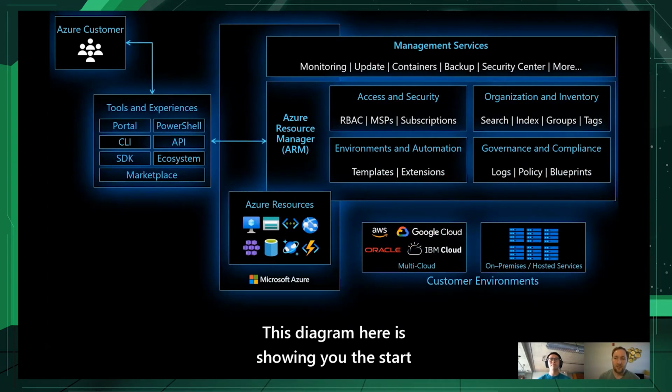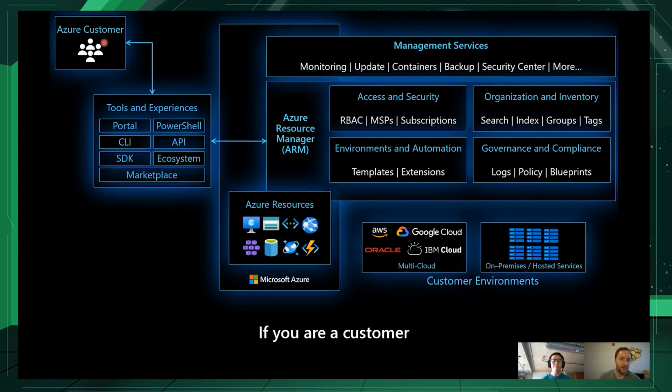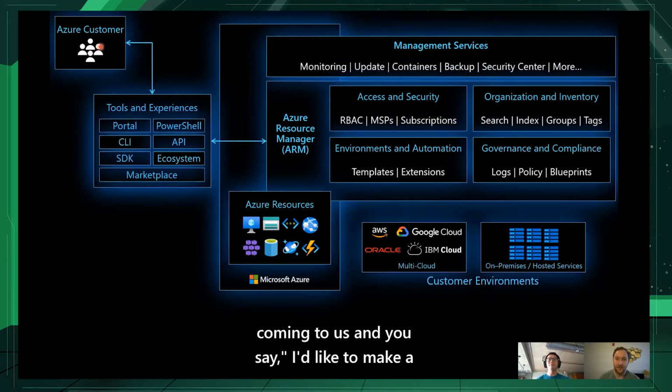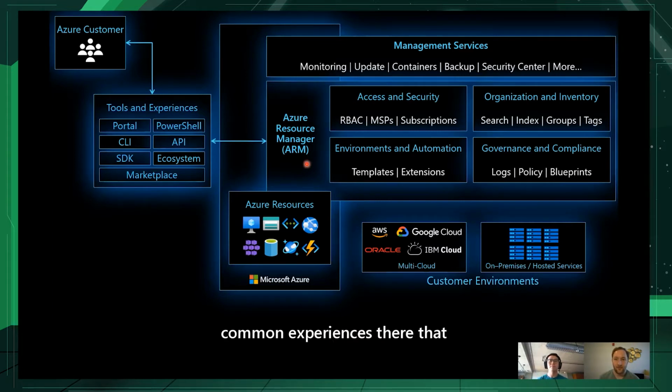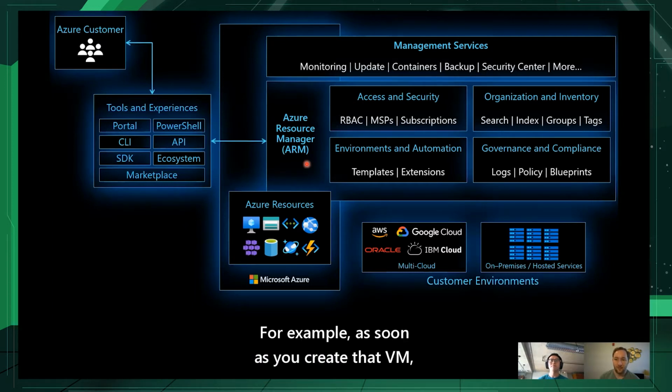So this diagram here is showing you the start to finish life of a resource in Azure. If you are a customer coming to us and you say, I'd like to make a VM, you might come through the portal, you might use Terraform, you might use the command line, it doesn't really matter. But that request is always going to start with Azure Resource Manager. That's our control plane, and there's a set of common experiences there that work across all resource types. So for example, as soon as you create that VM, we're going to check role-based access control. Do you have permission to create that VM where you asked us to?